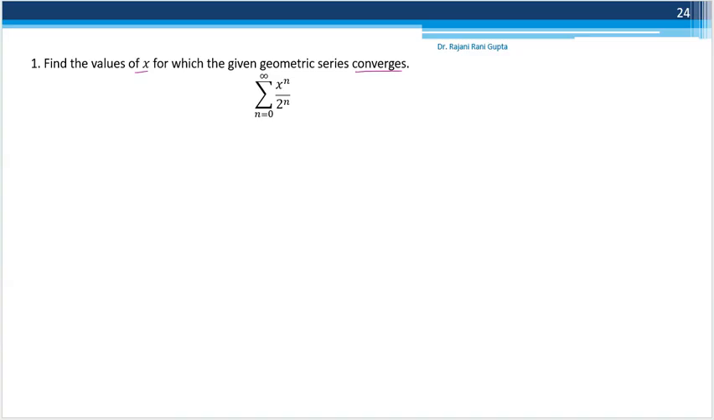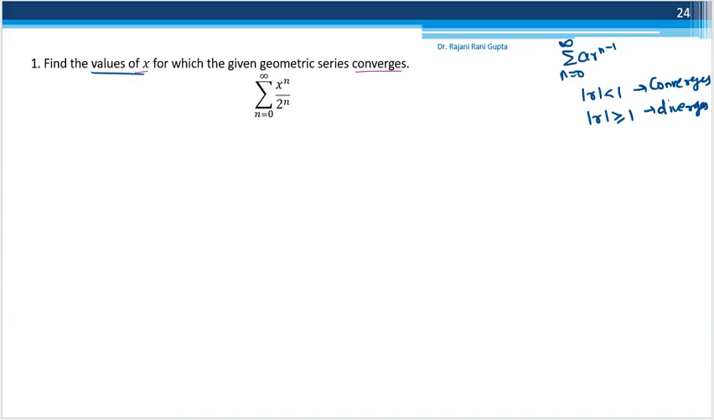We know that for a geometric series, we need to recall the concept that the geometric series, which is the sum of a r to the power n minus 1, from 0 to infinity, converges if the absolute value of r is less than 1 and it diverges if the absolute value of r is greater than or equal to 1. Okay, so based on this idea, we will check for what values of x the given series converges.